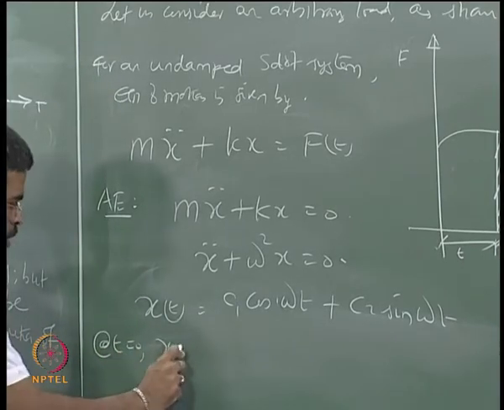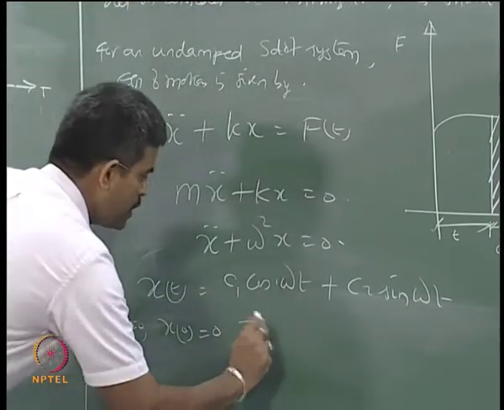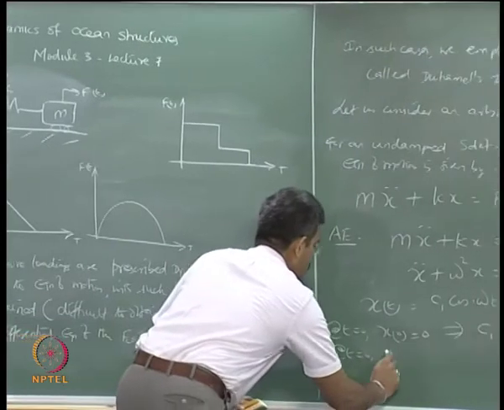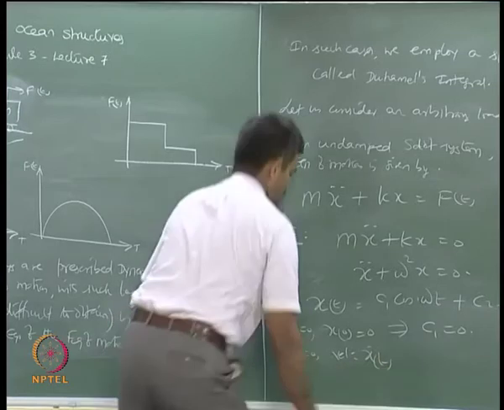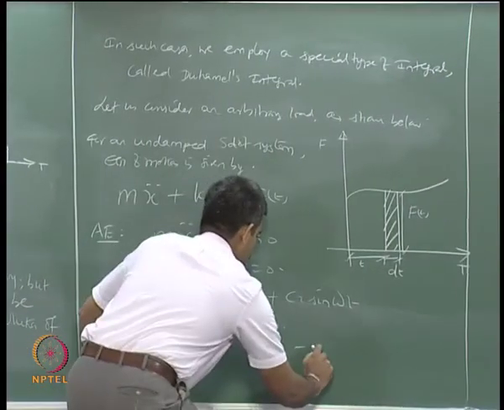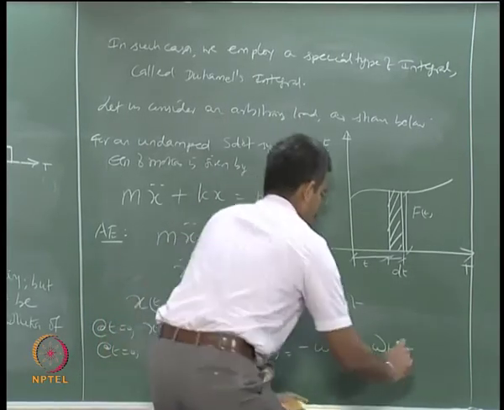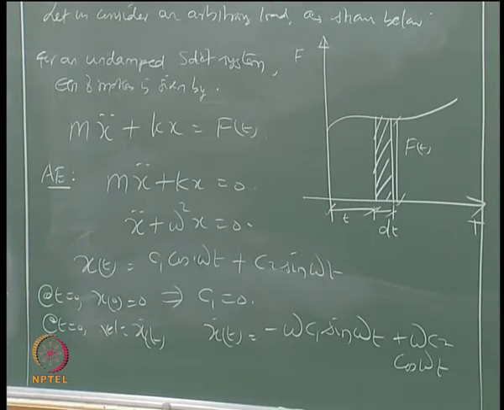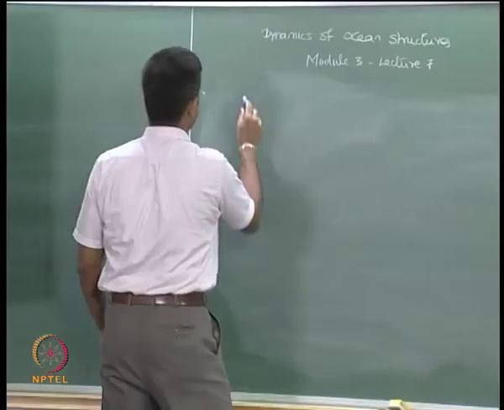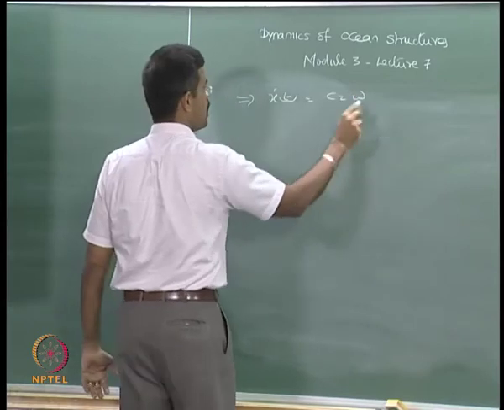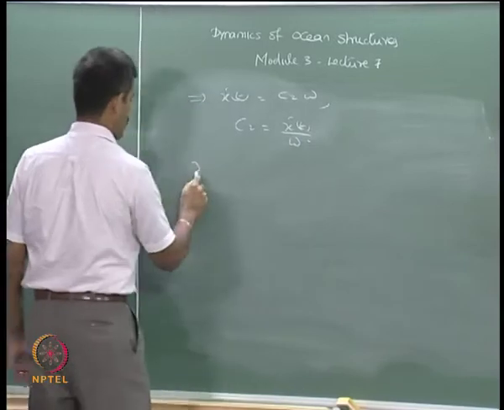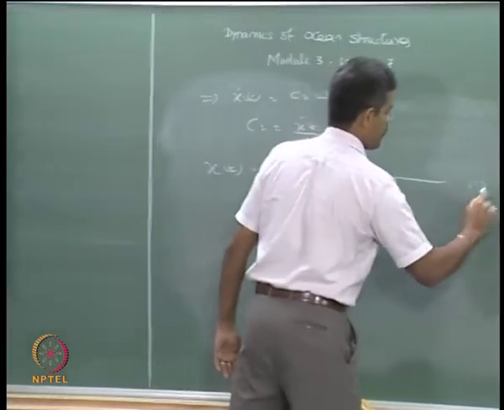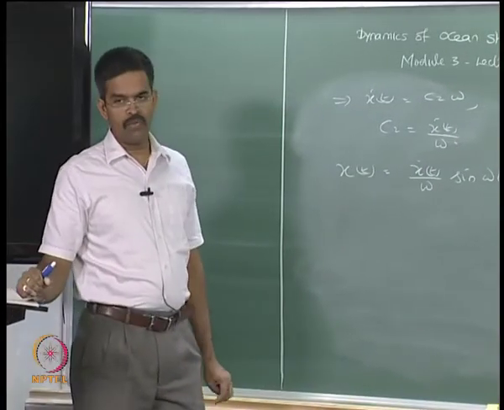At t equals 0, x 0 is 0, initially no displacement, which implies c1 becomes 0. At t equals 0, the velocity is x dot of t. So let us say x dot of t from this equation is minus omega c1 sin omega t plus omega c2 cos omega t. We already know c1 is 0, which implies x dot is c2 omega, so c2 is x dot of t by omega, therefore x of t is x dot of t by omega sin omega t. This becomes my solution for the free vibration problem.